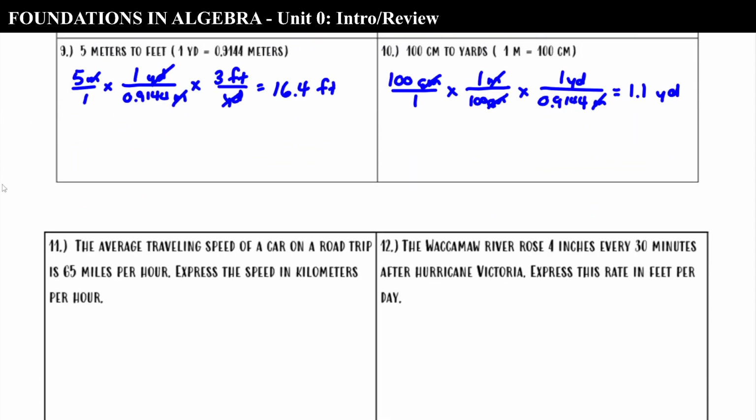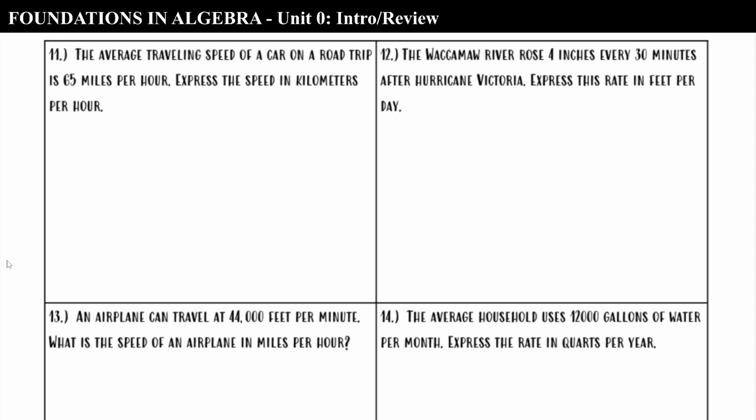All right, now let's do some word problems. The average traveling speed of a car on a road trip is 65 miles per hour. We want to express this in kilometers per hour. We don't have to worry about the hours because we're already there, but we do have to convert the miles. 1.609 kilometers is a mile, and you can get that from your conversion table. So we multiply the tops, and you get 104.6 kilometers per hour.